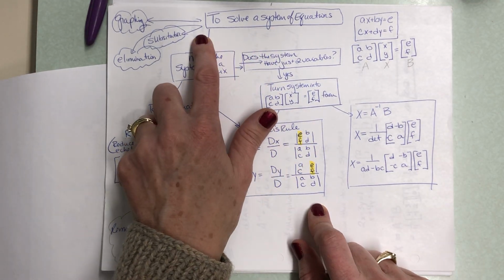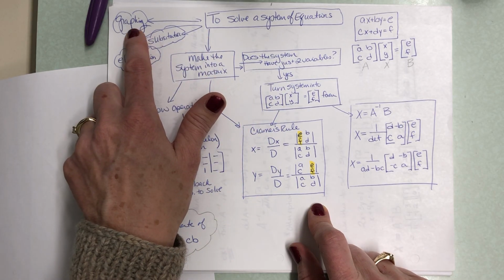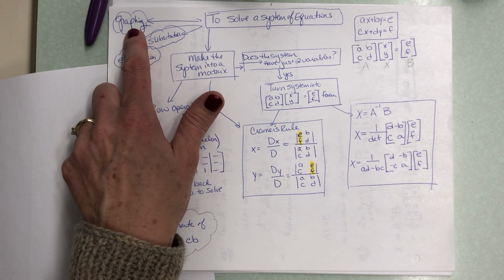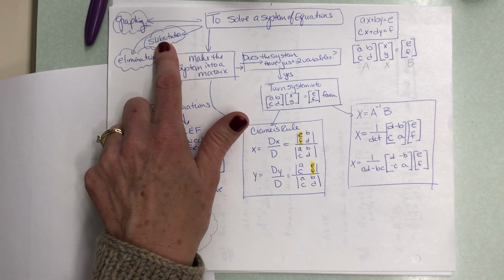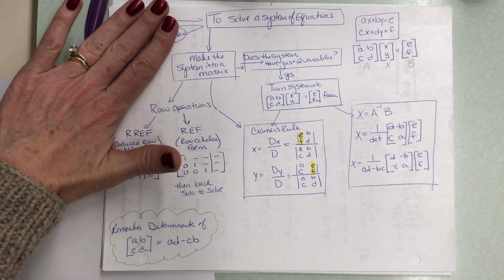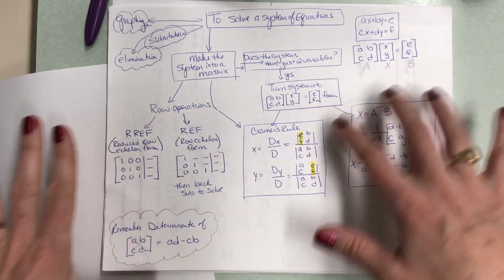Prior to coming to this class, you thought about using your graphing method. Kids love that one, especially with Desmos. You can use substitution or you can use elimination. So this is what you've learned before. This is all the new stuff.